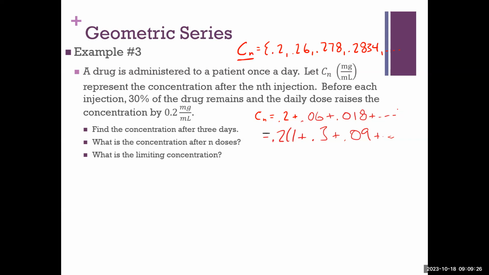If we look at these terms inside the brackets here, do we notice anything about the relationship there? How do I get from 1 to 0.3 and then from 0.3 to 0.09? Multiply by what? Do we agree that this is going to be repeatable? So then the next term would be what?